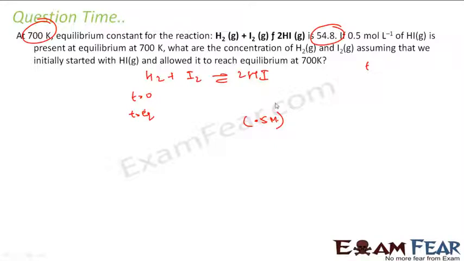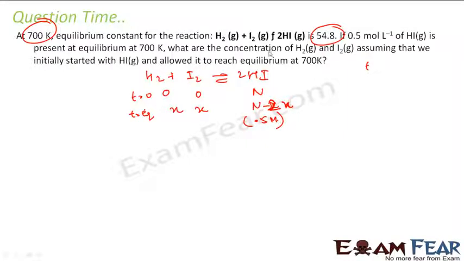What is the concentration of H2 and I2, assuming that we initially started with HI? That means we started with HI with some number. Let's suppose we started with n moles of HI and 0 moles of H2 and I2. After a certain time, let's suppose this becomes n minus x, this becomes x, and this becomes x. So you start with n moles, this becomes n minus 2x, because it is 2HI. But n minus 2x is 0.5, given.